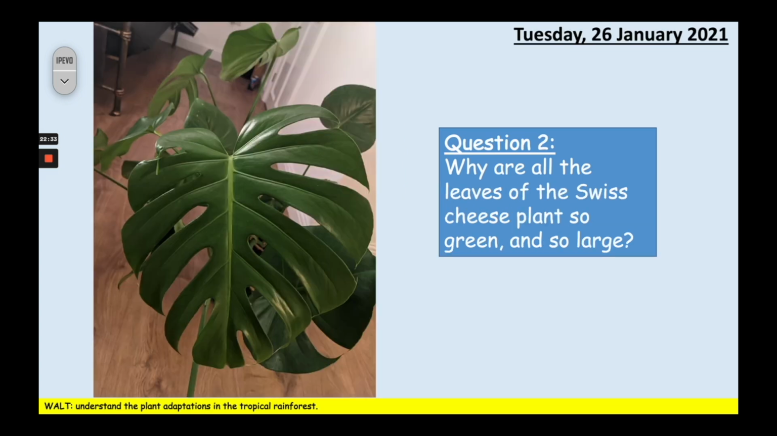Okay, then question number 2. So exactly the same as question number 1. I'm going to read the question, then pause the video for 2 minutes, write your answer, and then we'll move on. So the next question, why are all the leaves of the Swiss cheese plant so green and so large? So think about the rainforest. Why are all the leaves of the Swiss cheese plant so green and so large? So pause the video for 2 minutes now.